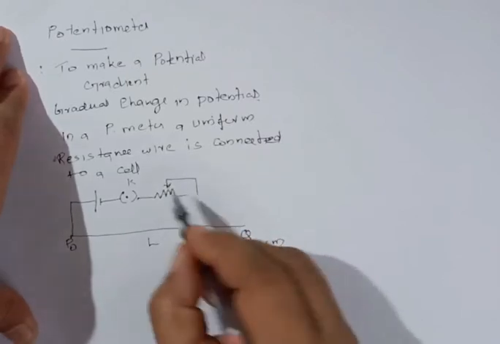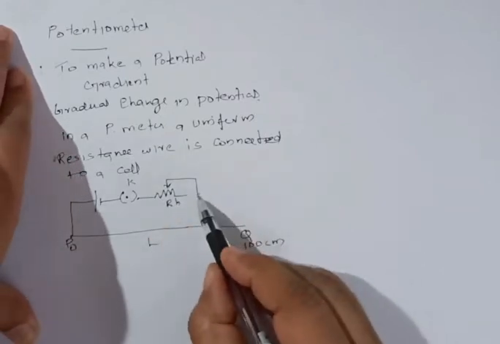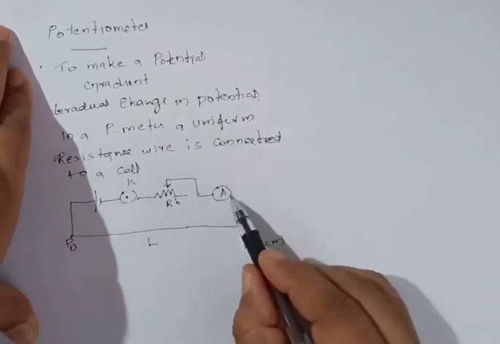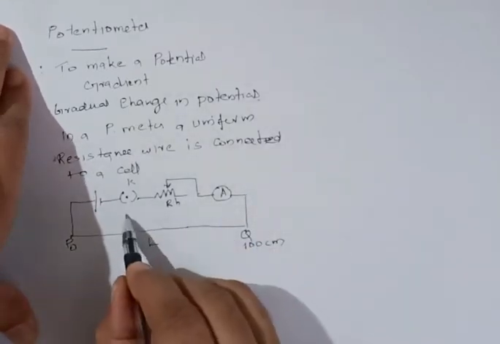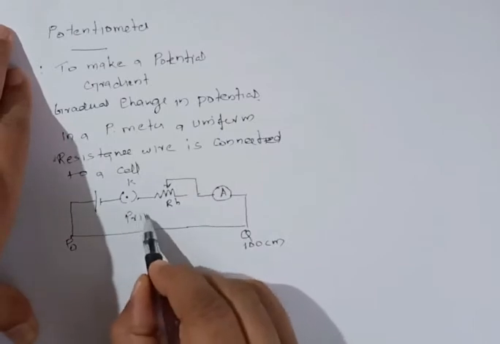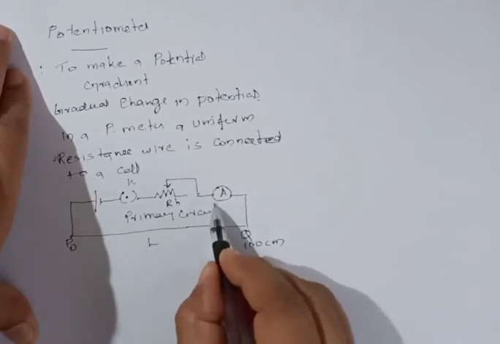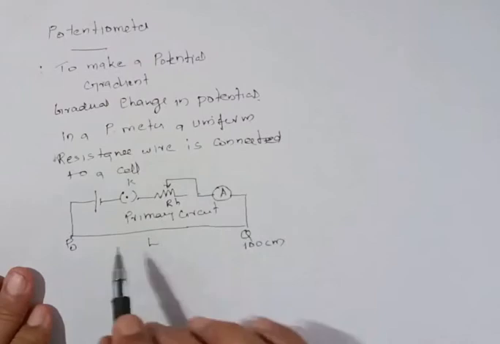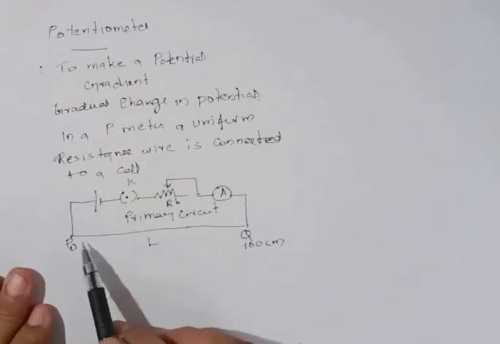RH stands for a rheostat. And you may also include an ammeter to measure the current in the circuit. And back to P. So this is called the primary circuit for a potentiometer. Now the potentiometer is ready. If you implement any potentiometer circuit, this is the primary circuit. This primary circuit will enable a potential difference of V volt between P and Q.